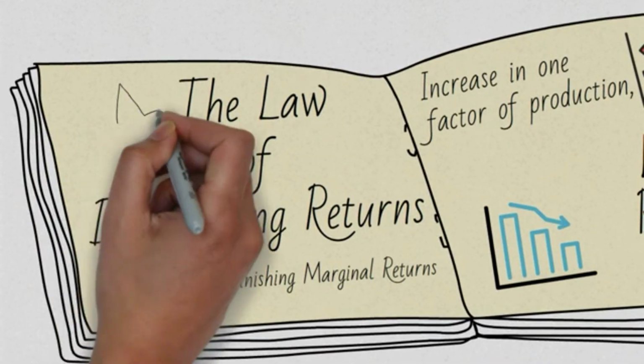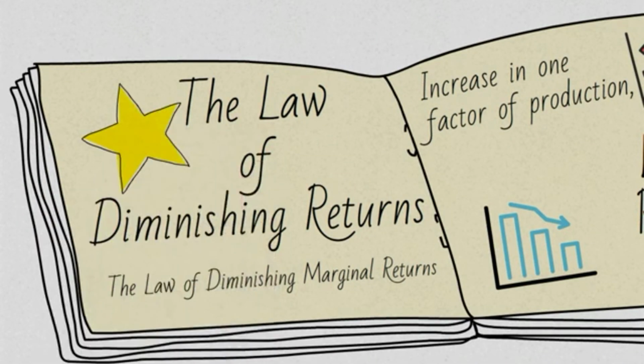So that was the lesson on the law of diminishing returns, or the principle of diminishing returns. It's an increase in one factor of production leading to a decrease in the returns or your profits.